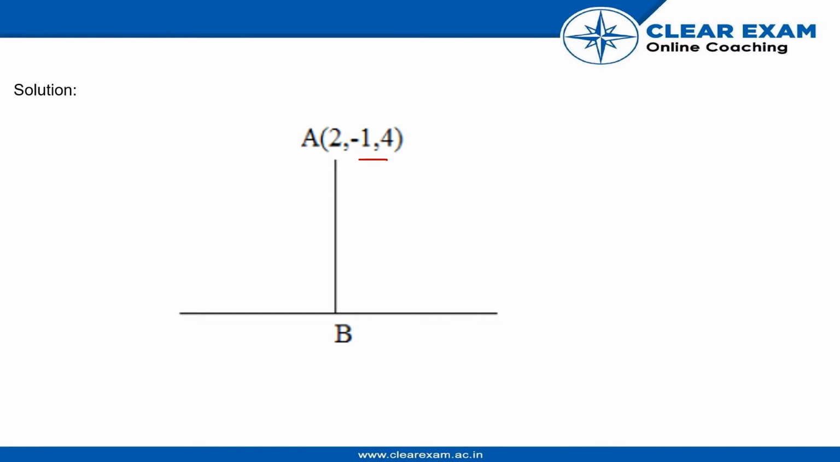And similarly, we can find the coordinates of point B, which is (10 lambda - 3, -7 lambda + 2, lambda).